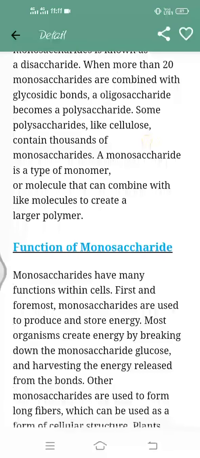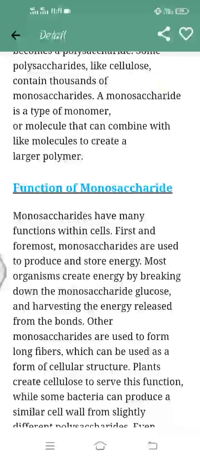Monosaccharides have many functions within cells. First and foremost, monosaccharides are used to produce and store energy. Most organisms create energy by breaking down the monosaccharide glucose and harvesting the energy released from the bonds. Other monosaccharides are used to form long fibers which can be used as cellular structure.